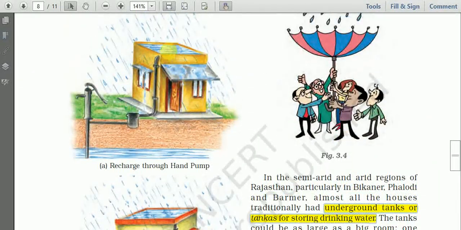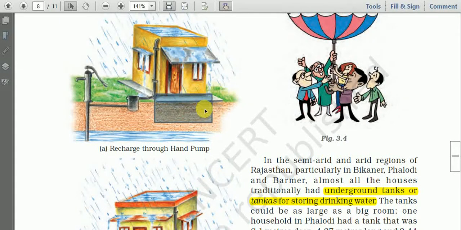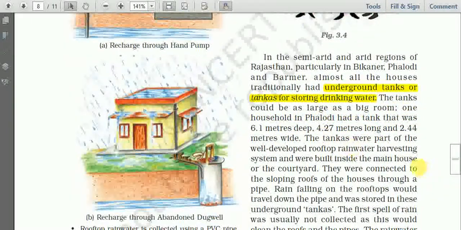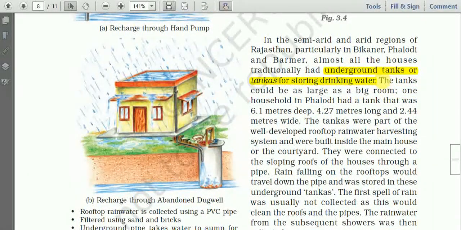See, here rainwater is collected on the top of the roof. It is carried down, then filtered, and after that in the underground, just below the house, they constructed a tank, what we call an underground tank or tanka in Rajasthan, and the rainwater is stored there. Some of the tanks are very, very large, as large as a big room, and one household in Phalodi had a tank that was 6.1 meters deep, 4.27 meters long, 2.44 meters wide. Very big one.